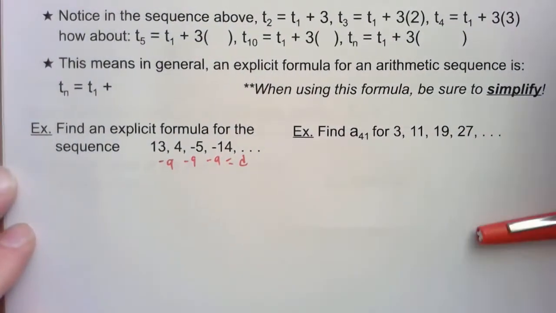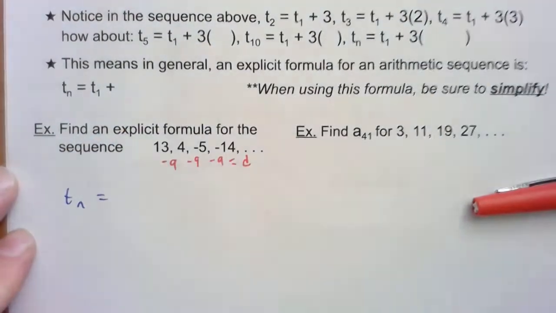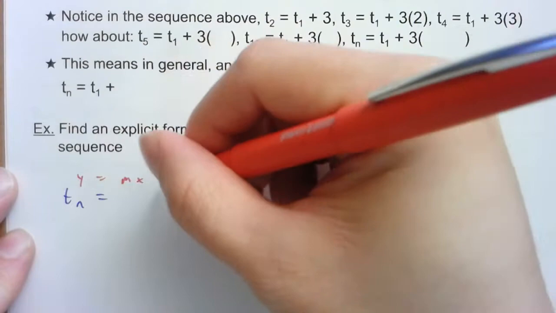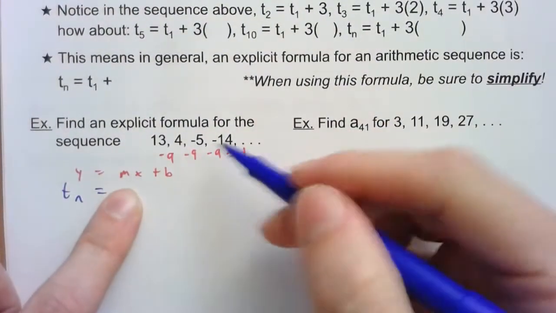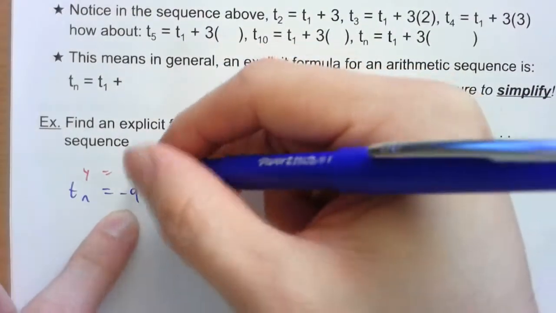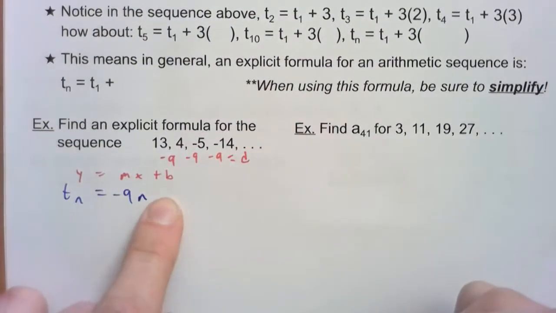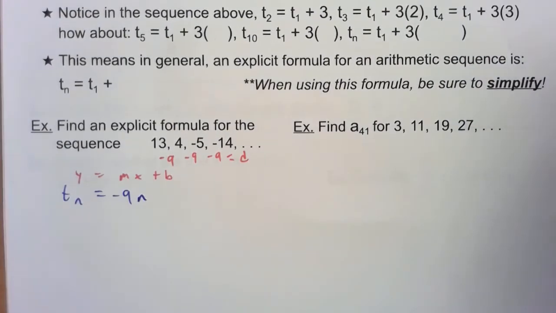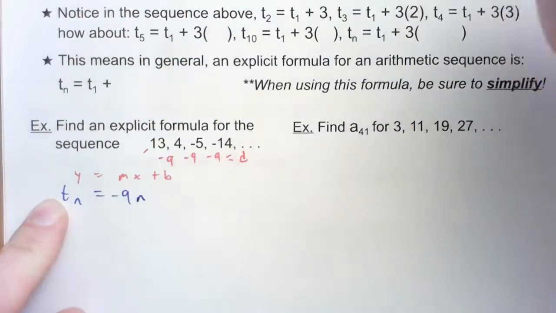So to write my explicit formula, so I want to say t sub n equals, I can think about it like I want to do y equals mx plus b. My m, my slope, my constant rate of change would be this negative 9. And then instead of saying x, my input isn't x anymore. My input is n. And what about this b? What about the initial value? What about the y-intercept? What about when x is 0? Here it would be when n is 0. It would be a 0th term.